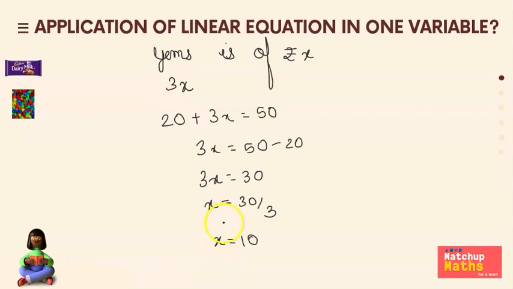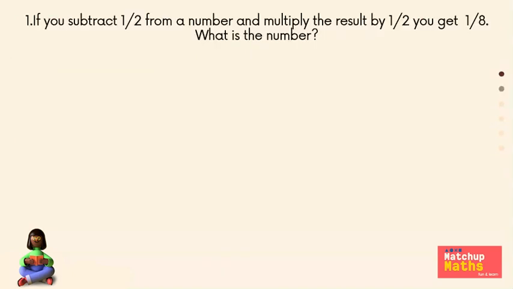In exercise 2.2, you are given problem statements and you need to convert them into linear equations and find the solution. So let us solve the first example of exercise 2.2. It states: if you subtract 1 by 2 from a number and multiply the result by 1 by 2, you get 1 by 8. What is the number? Let us assume that the number is x. Now let us solve this step by step.